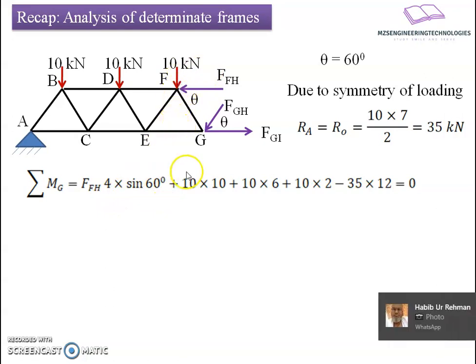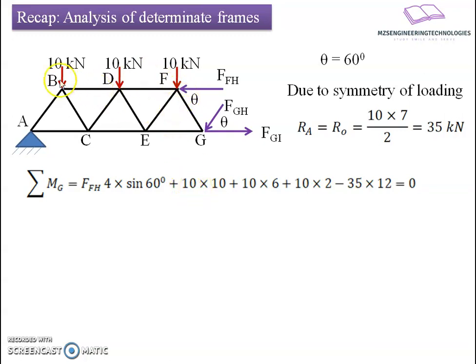Now I will consider the other forces, like the panel load at B. If I take its twist, it will be 10 into the perpendicular distance, which is 4 plus 4 plus 2, as it passes exactly through the middle of member AC. That's why 10 into 10 will be the twist caused by this force. Similarly, the panel load at D will cause a twist equal to 10 into 6, and the panel load at F will cause a twist of 10 into 2. All of these have an anticlockwise twist, which is why I'm putting them with the same sign.